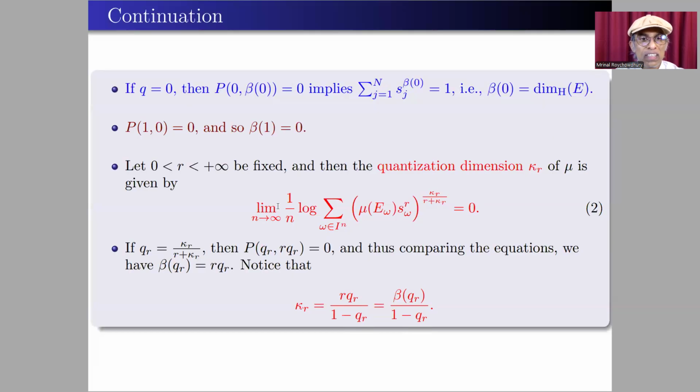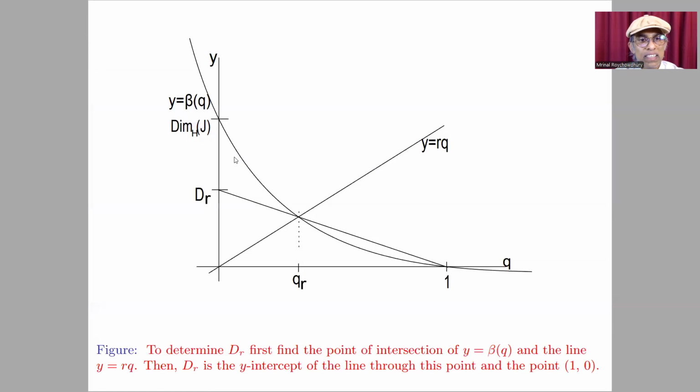So here is the graph. All these results you can pictorially represent by this graph: y equal to r q line and q equal to 1, and y equal to beta(q) curve. To determine d_r, which is the quantization dimension, first find the point of intersection of y equal to beta(q) and the line y equal to r q. Then d_r is the y-intercept of the line through this point and the point (1, 0).